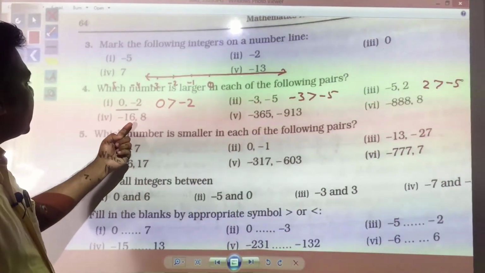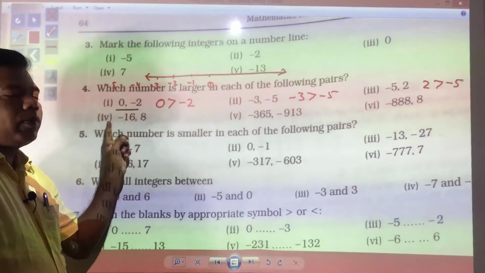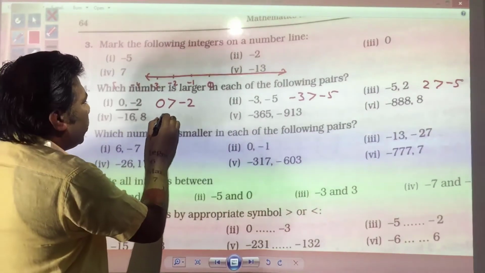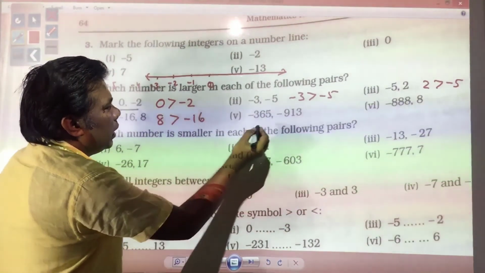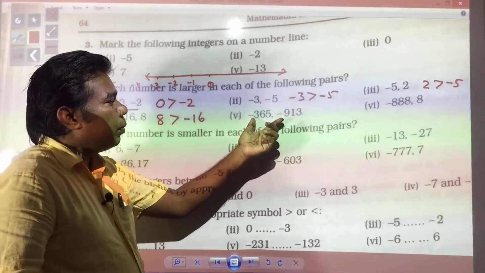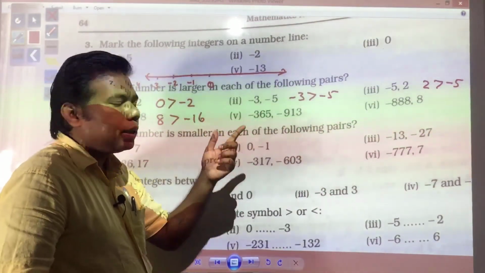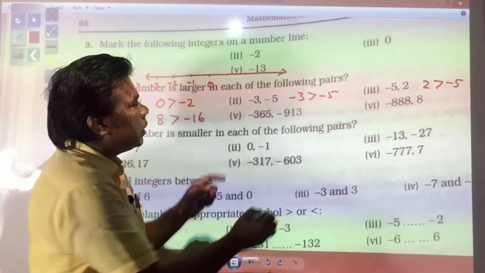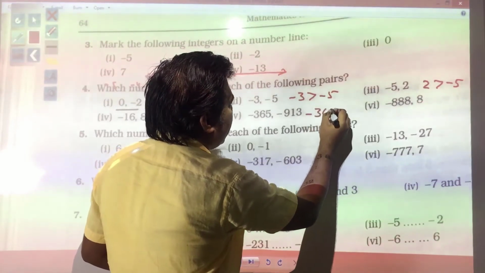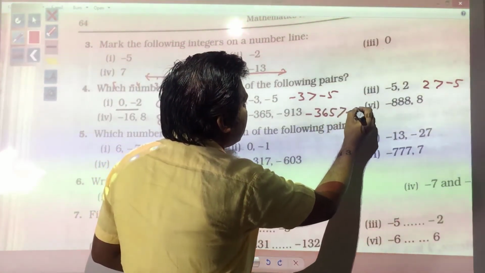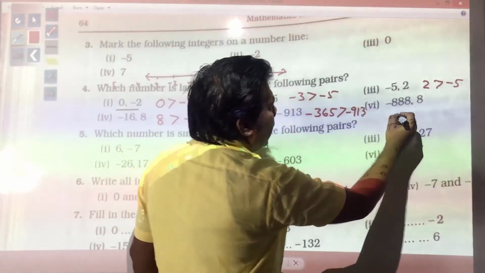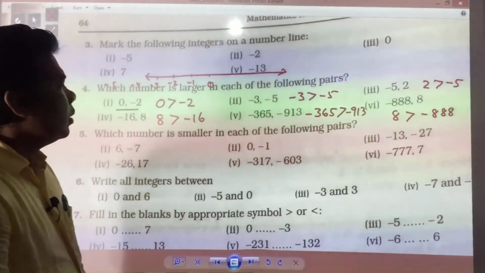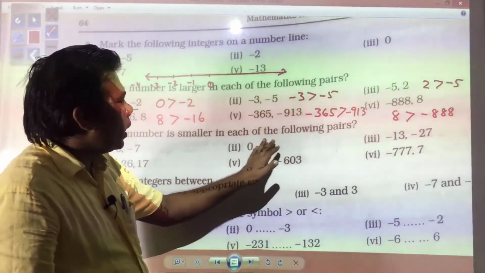Then you see -16 and 8. If one positive and one negative number is there, simply the positive number will be greater than the negative number. So, 8 will be greater than -16. If the same sign, minus, is in both the numbers, the greater number will have the lesser value. It means -365 will be greater than -913. Here 8 will be greater than -888.